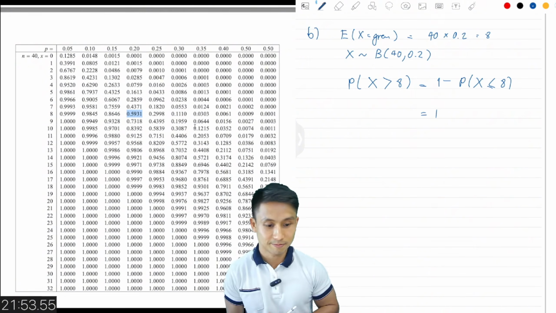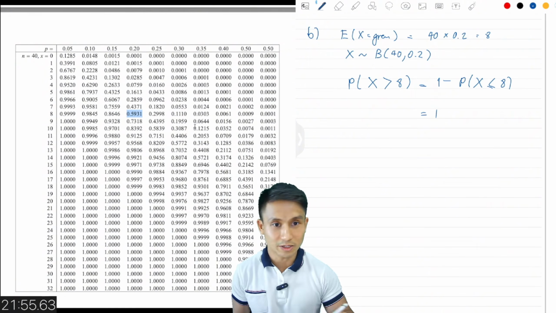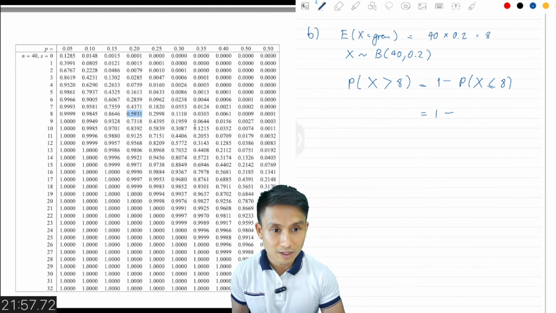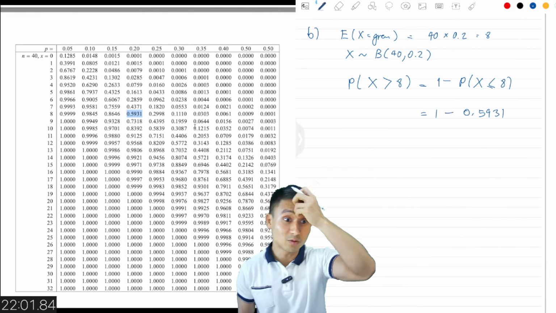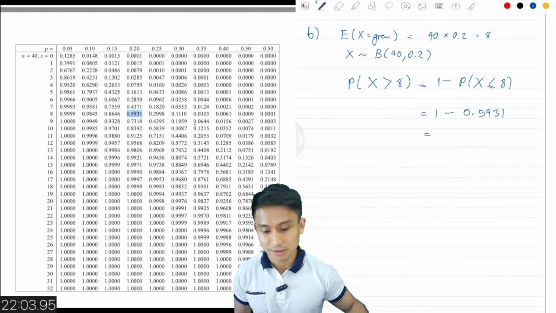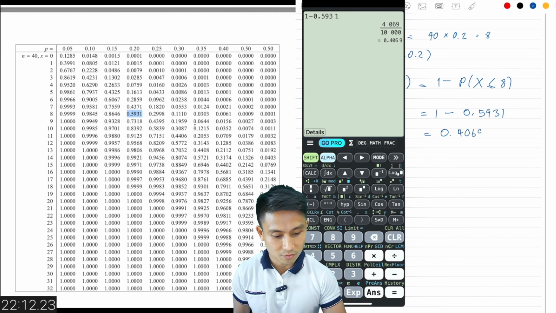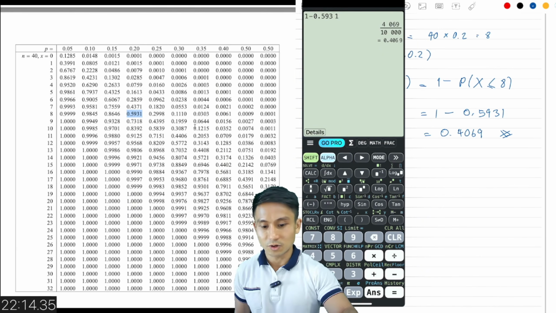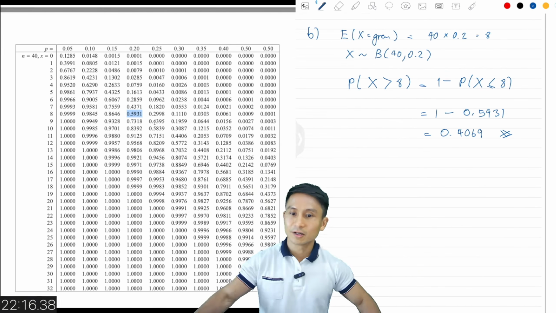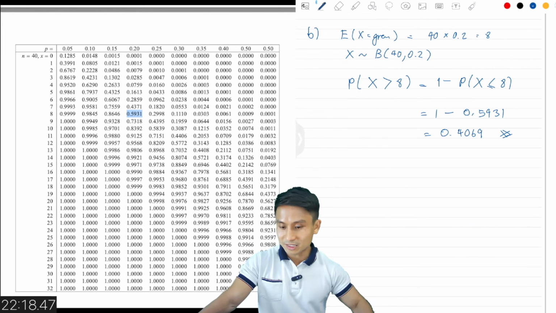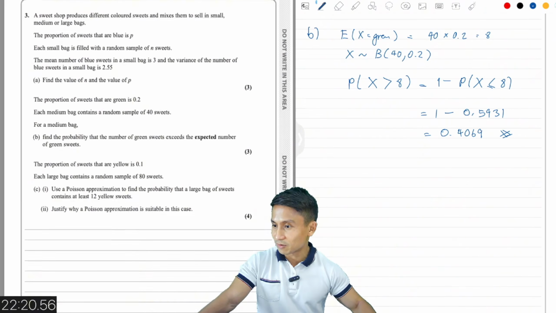I'm just checking. Yep, okay. So 0.5931 for X less than or equal to 8. So that's going to be 1 minus 0.5931, so 0.4069. That's the probability of the number of sweets exceeding the expected number. Now let's go back to the paper.